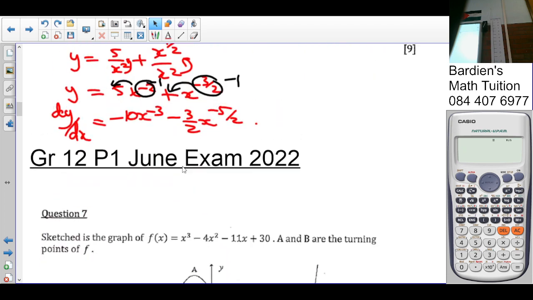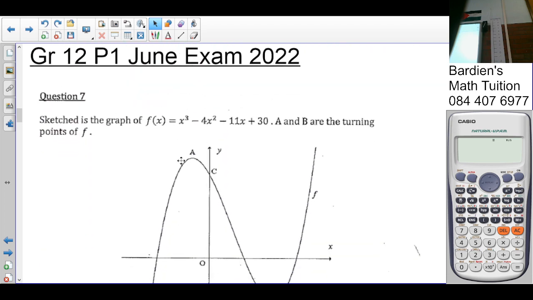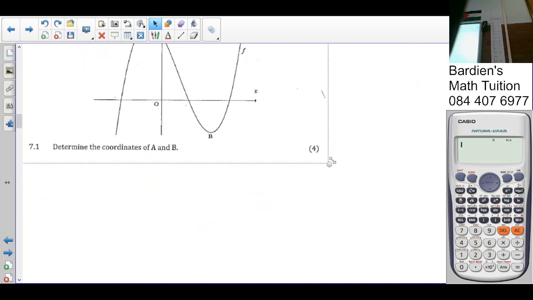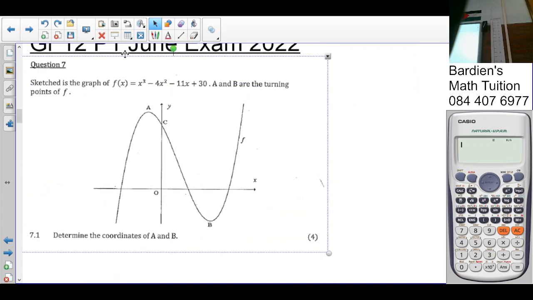In question 7, make this a bit smaller. Bring that down.